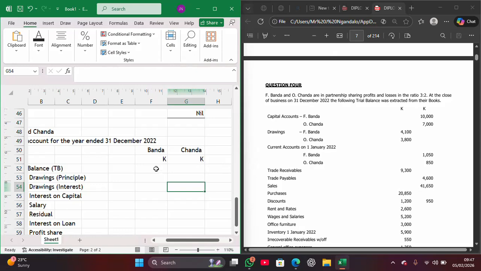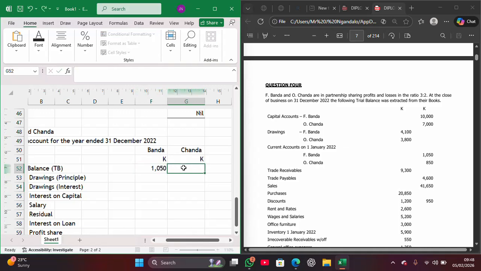It's much faster, actually. So you see, opening balance, you just need to be careful. If the opening balance is on the credit, it's an addition. But if the opening balance is on the debit, you subtract. Apparently, both partners have got credit balances, isn't it?